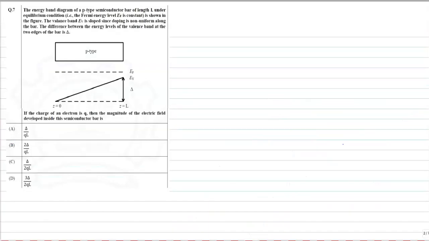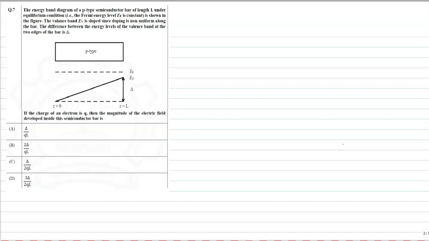Here the question is question number 7 of the GATE paper. The energy band diagram of a p-type semiconductor bar of length L under equilibrium conditions, that is Fermi level EF is constant, is shown in the figure. The valence band EV is sloped since doping is non-uniform along the bar. The difference between the energy level of the valence band at the two edges of the bar is delta, as shown in the figure. If the charge of the electron is Q, then the magnitude of the electric field developed inside the semiconductor bar is.